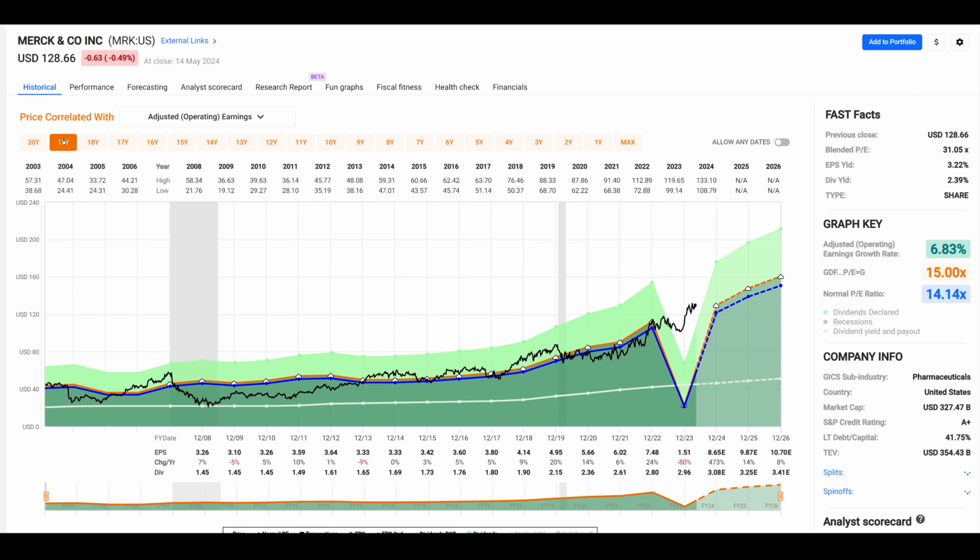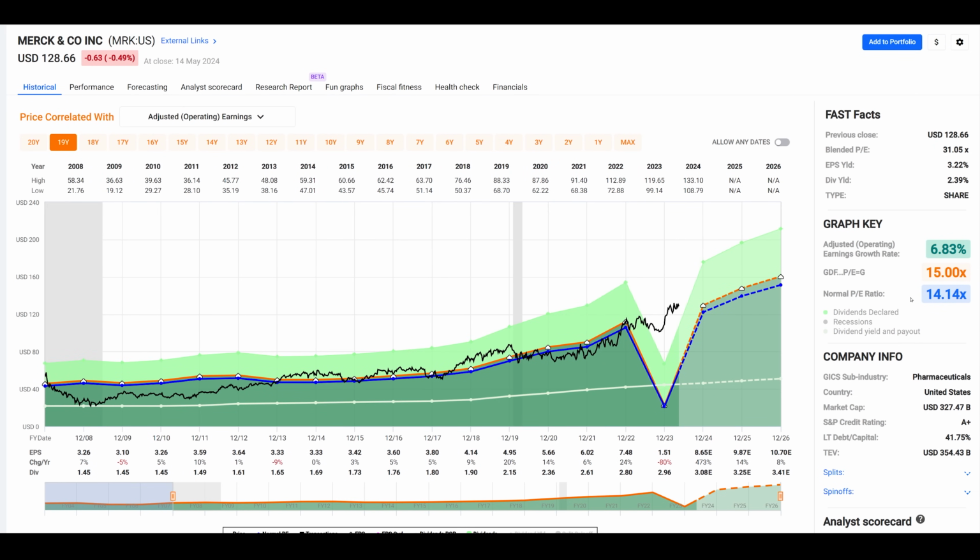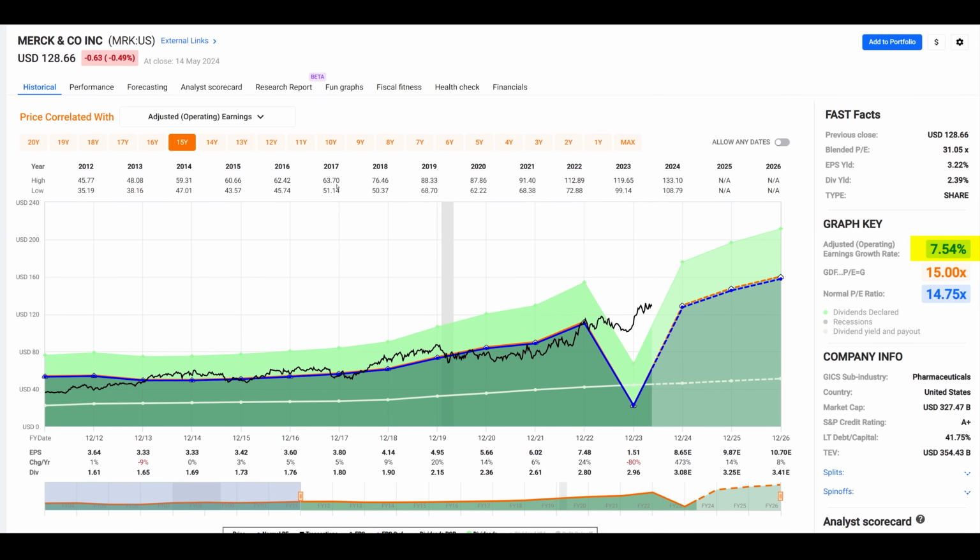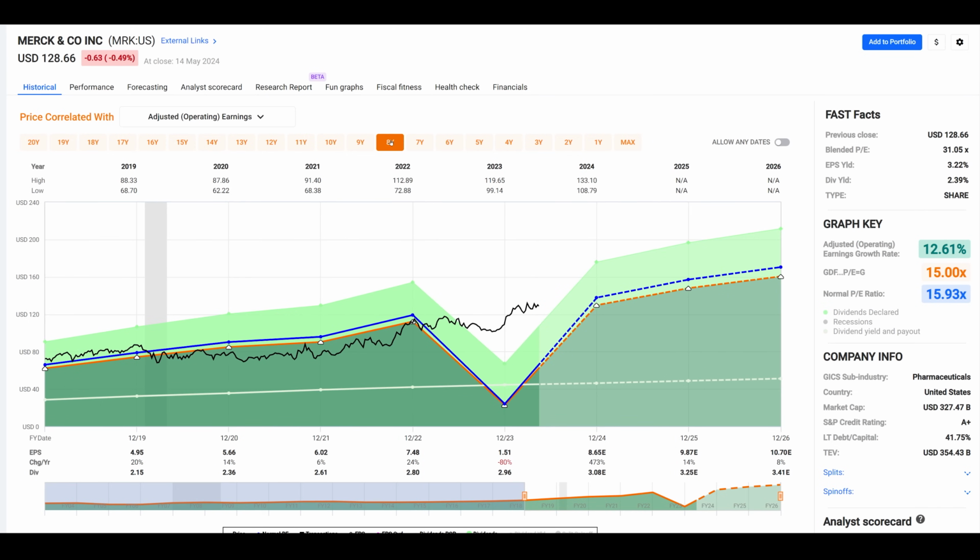And again, I can use the dynamic nature of FASTgraphs. Now we've got 6.8% growth when I go back to '08. If I go to 15 years, we're at 7% growth. Understanding these different growth rates, if I look more recently, Merck has been growing, and is expected to give us an average of 12.6%, versus Pfizer giving us a much lower number.